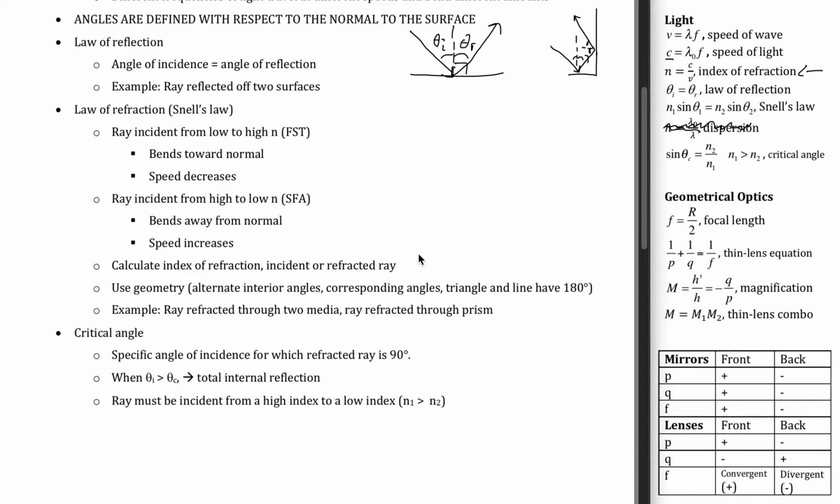Let's continue with the test review. This is part 2. We are talking about light rays. We just finished reflection. That was pretty easy. The angle of incidence equals the angle of reflection. And now we're going to look at refraction.